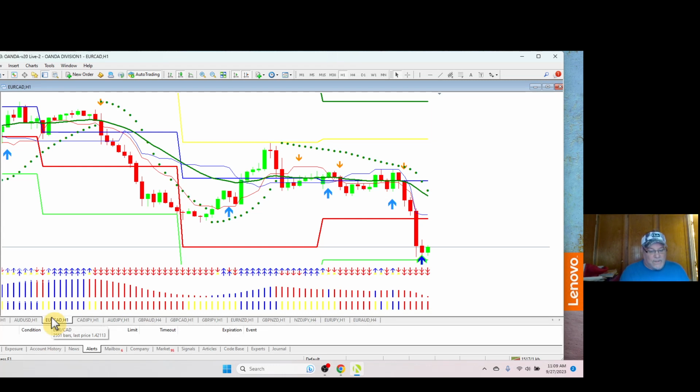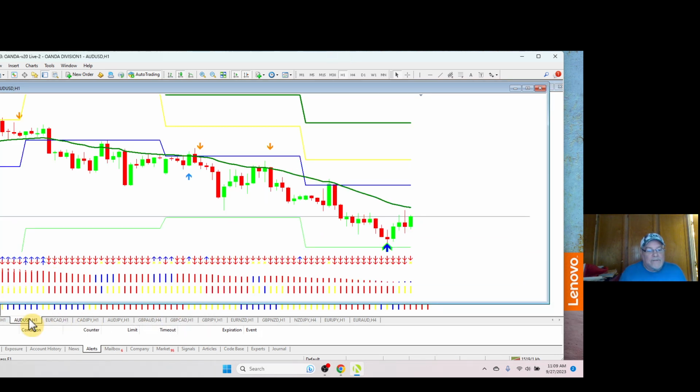EuroCAD is pushing up. So we'll keep an eye on those. Let's see if the Aussie dollar, okay, it's pushing back up too. And let's see.